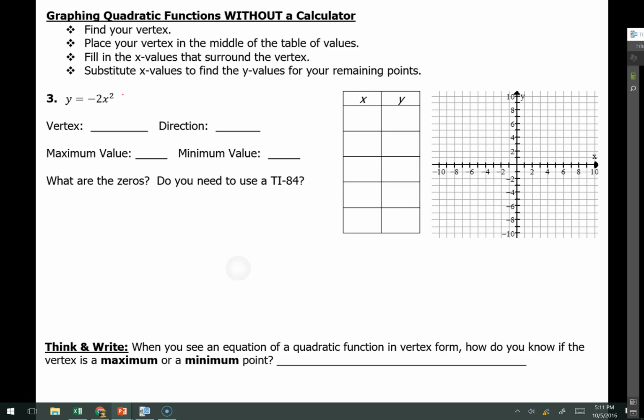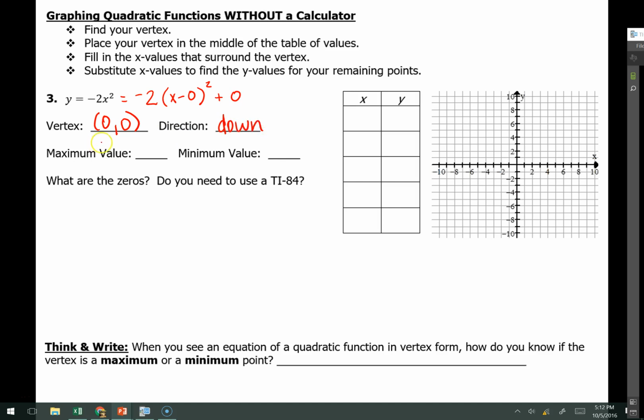Now, if I write this in vertex form, I've got the -2, which is my a. What is the number that's inside of the square with the x for my h? It's 0 because there's nothing there. And what about the k value, this number that's added on out here? That's also 0 because there's nothing there. So that means that our vertex is at 0, 0. The direction, remember, depends on what a is, because a is -2. That means it's opening down.